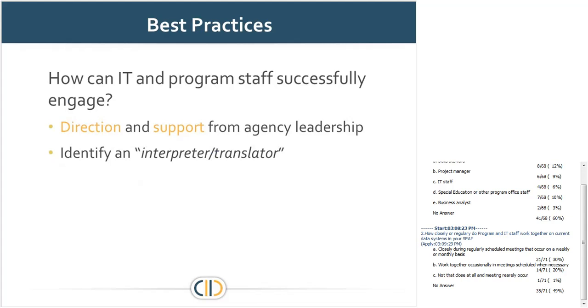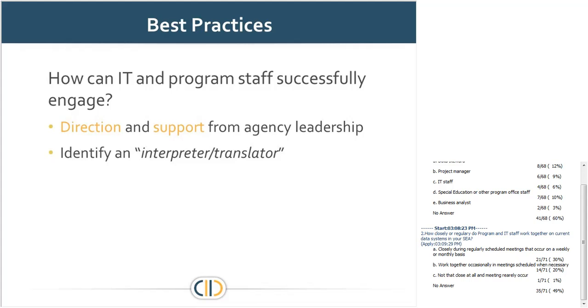Also, having direction and support from agency leadership is very important. And again, hopefully they may have been the ones, if they did not initiate this discussion, that they will be heavily engaged throughout the project itself. And so having their support and direction will also help when it comes to staying the course long term and how you do this. And then identifying an interpreter/translator.